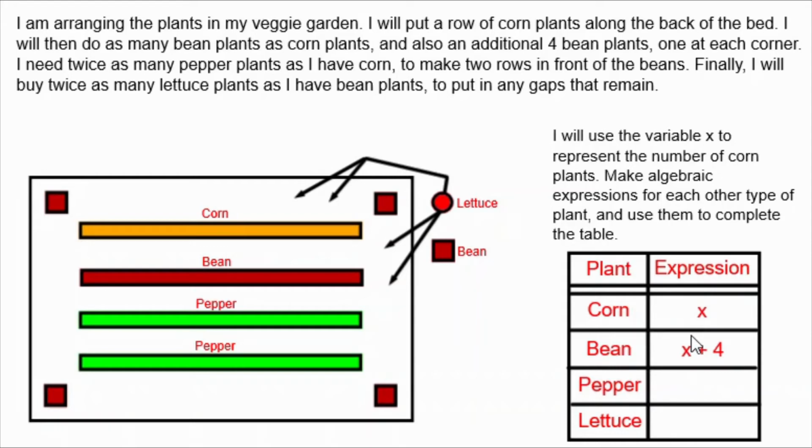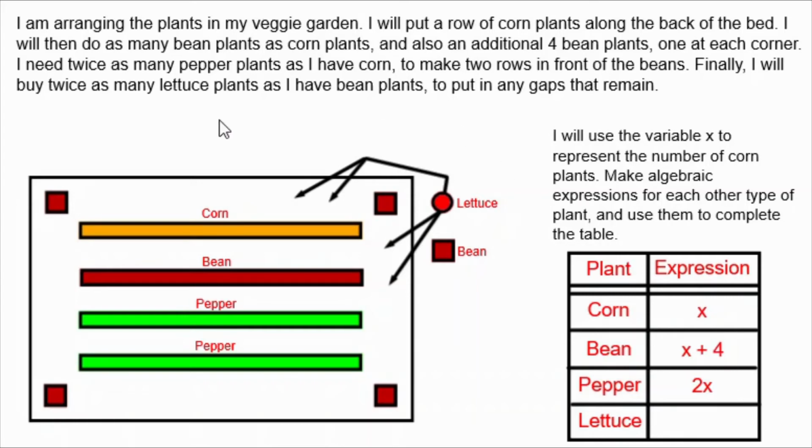Now we can move on to the pepper. I need twice as many pepper plants as I have corn plants. Corn plants is represented with x, so pepper plants will be represented with 2x. Once I know how many corn plants I'm buying, I'll multiply it by 2 and it'll tell me how many pepper plants to buy.